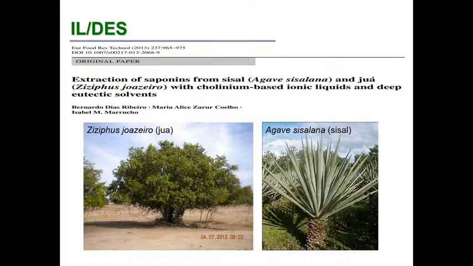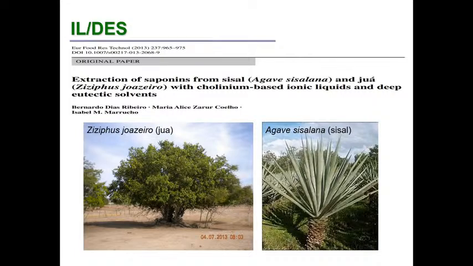I worked with this team too in this article, using ionic liquids and eutectic solvents to extract saponins from Joá, which is Joá Zero, Joá Bark, and Agave sisalana, meaning the sisal, the waste of sisal. Sisal is used in Brazil to make ropes, because of the long fibers, but from all these leaves, more than 90% is waste. Only 5 to 10% is going to be fiber.